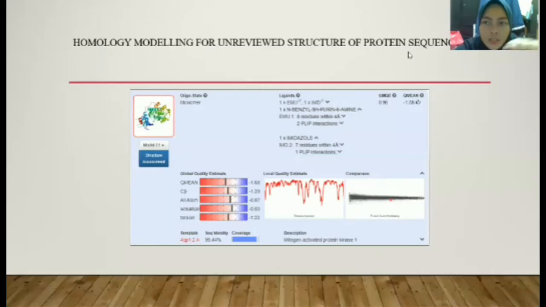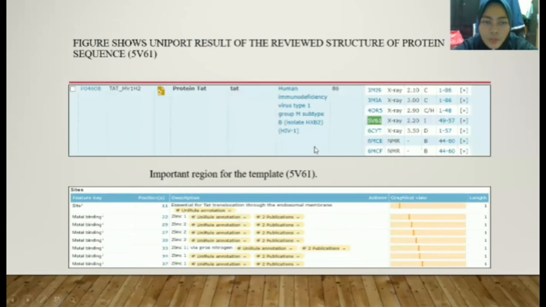Thank you. For the generation of 3D structure, we have used two models. The first model we get from the homology modeling for the unreviewed structure of the protein sequence, and the other is for the reviewed structure that we get from the UniProt result, which uses the 5V61 PDB ID. This is the important region for the template of 5V61 that we get from UniProt, so that we can highlight this important region in the 3D modeling.